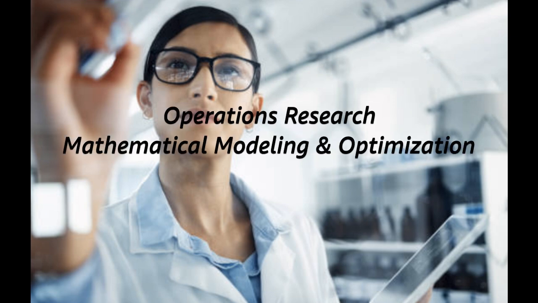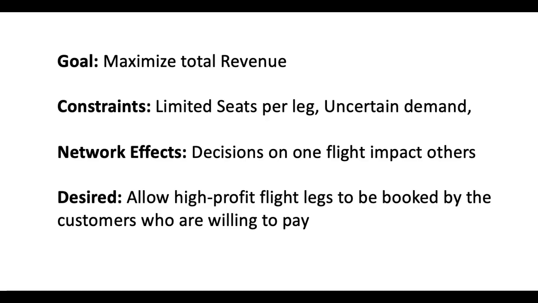Traditionally, businesses might rely on a gut feeling or simple rules, but operations research transforms this into a mathematical problem that can be solved systematically. The goal is clear: to maximize total revenue, but the constraints are complex. Limited seats per leg, uncertain demand, and network effect where decisions on one flight impact others.